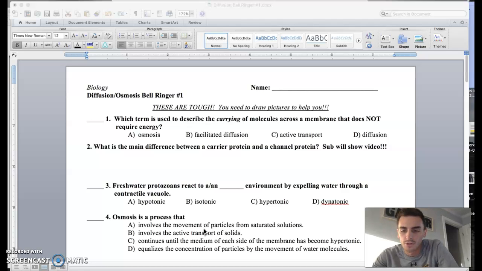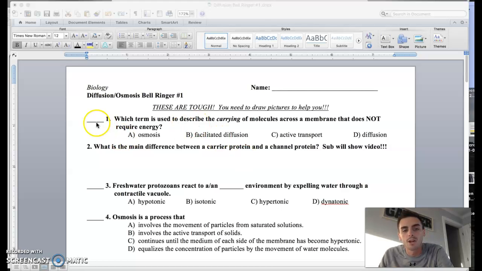You had a bell ringer over diffusion and osmosis, which we started talking about yesterday. That is the movement of particles in and out of cells, or water moving in and out of cells. We talked about how that happens across the phospholipid bilayer. A few of these questions are tough, but it will help you realize that even when I've taught honors biology, you need to draw diagrams to help yourself out. I'm not going to be able to do that perfectly on here, but I'll talk you through it and we'll get better as we go.